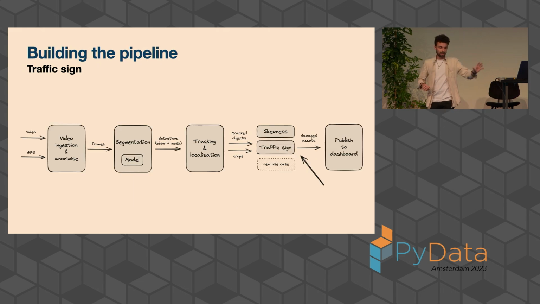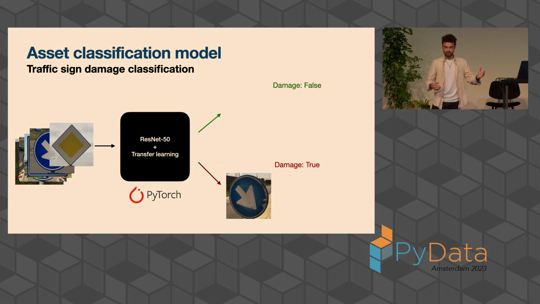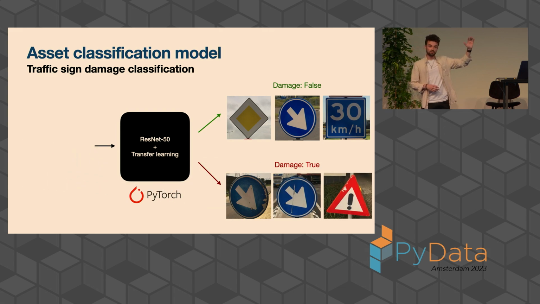Then the third and last component that I want to highlight today is the model for traffic signs. Here we chose to make a classification model based on a ResNet 50 that we take from torchvision, and then we apply transfer learning to a lot of cropped images of damaged and also good quality traffic signs to do this binary classification. We say, okay, these ones are in good condition, these ones are in bad condition, they are damaged, to separate them from each other.